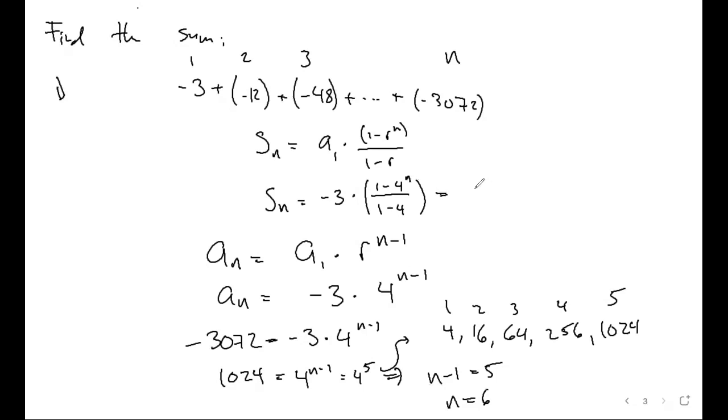And so I can go back here and plug everything in. So here this turns into S sub 6 is minus 3 times 1 minus 4 to the 6 all over 1 minus 4. And if you plug that into the calculator, actually, what do you get? You get 1 minus 4 to the 6. But what is that?